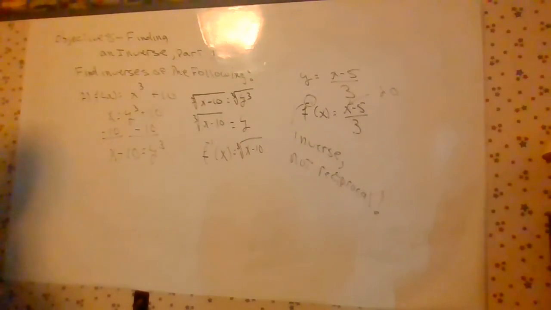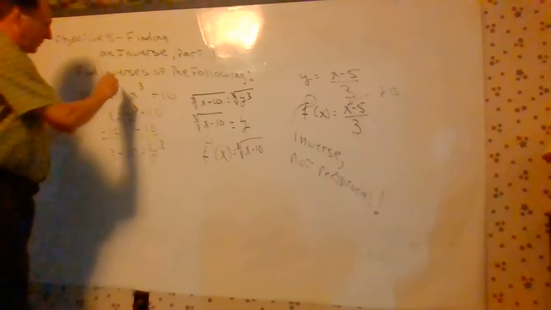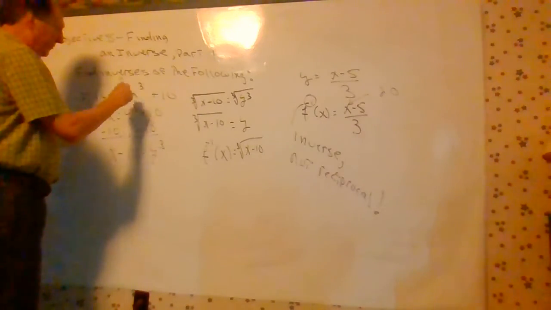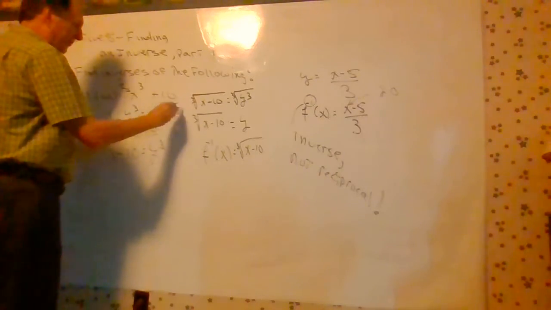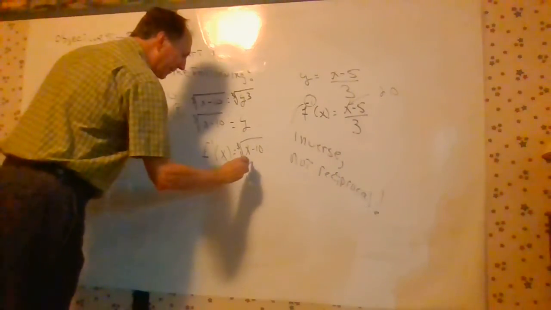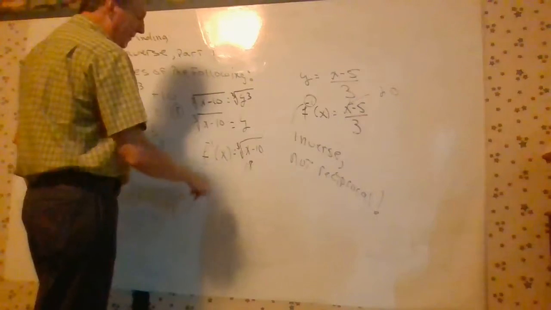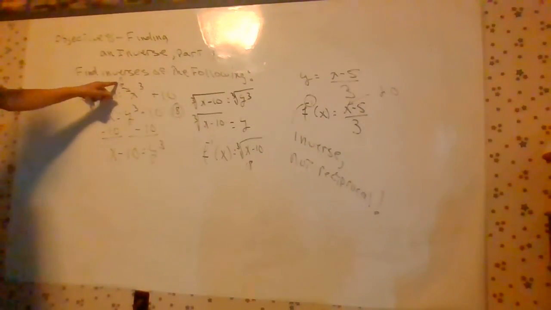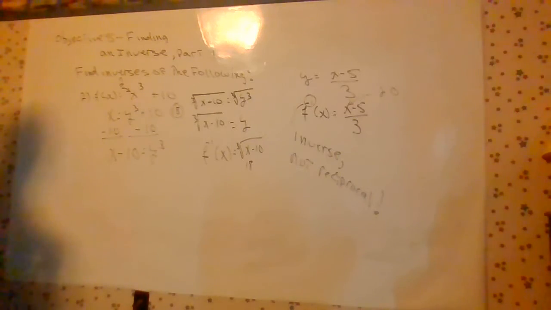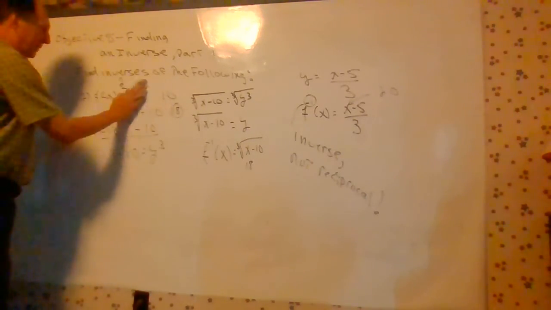Again, you could check, take a number like 2 and substitute. 2 cubed is 8, 8 and 10 is 18. You can put 18 here so you remember it. Put 18 there. 18 minus 10 is 8. Cube root of 8 is 2. Sure enough, we get that number back. So one more example in part 1, and then we'll take a break.